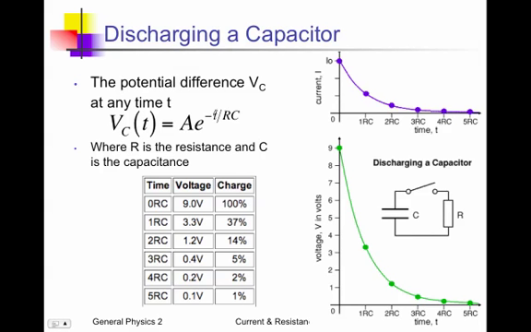So what that means is if my time is equal to 0, then I have e to the 0, which equals 1, right? E to the 0 equals 1, so my voltage would equal A, so that's the max value. And so here we have the max value is 9.